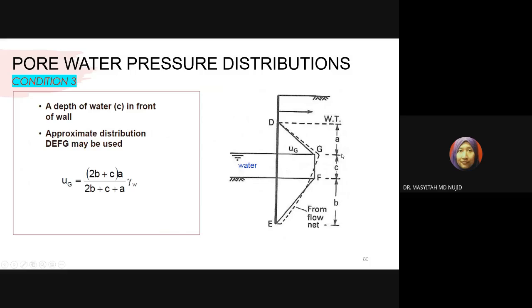So what is A? A is the height from the water level surface to the water level behind the wall. C is the depth of water in front of the wall. And B is the depth of the level from the conditions in front of the wall to the toe of the prop wall.